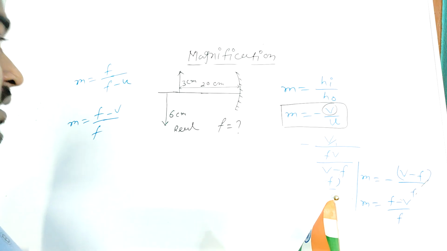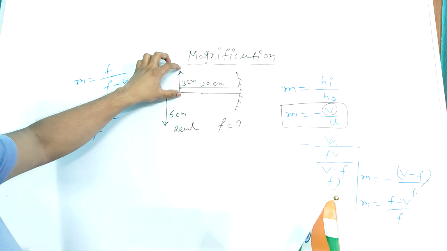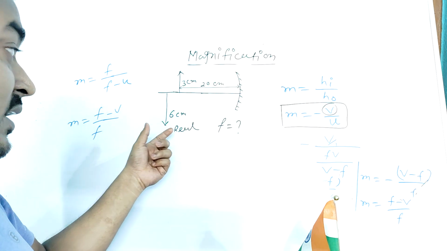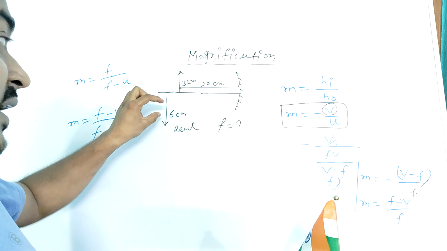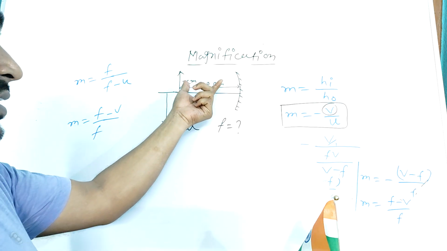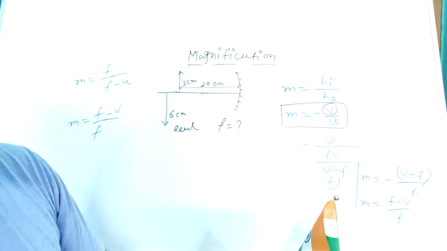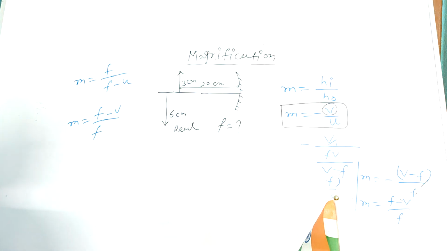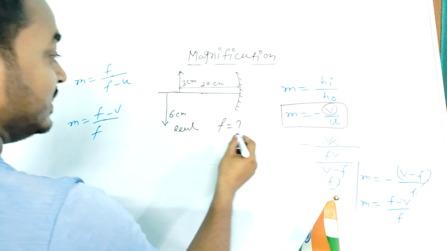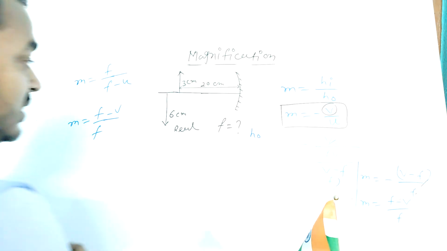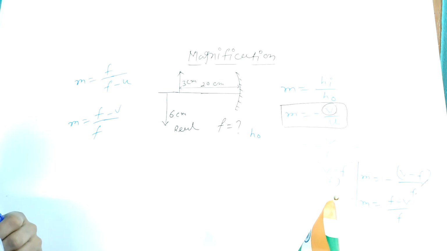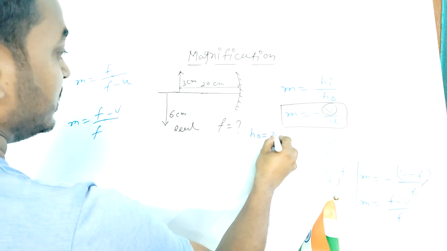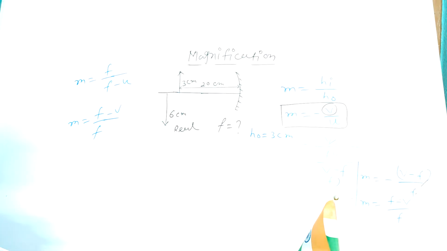Is it clear? One object of height 3 centimeter is placed in front of a concave mirror, and we are getting one real image of height 6 centimeter. Object distance is given as 20 centimeter. You have to find the focal length of this concave mirror. So what do you have to do? What is given? The height of the object is given, 3 centimeter. Done.